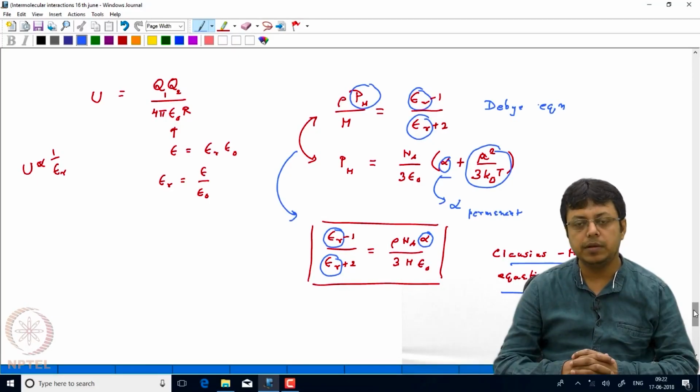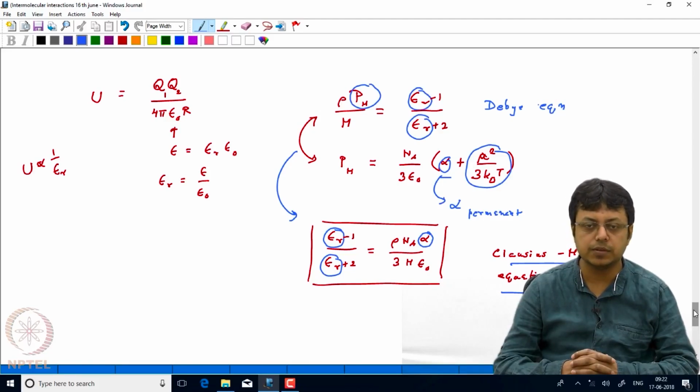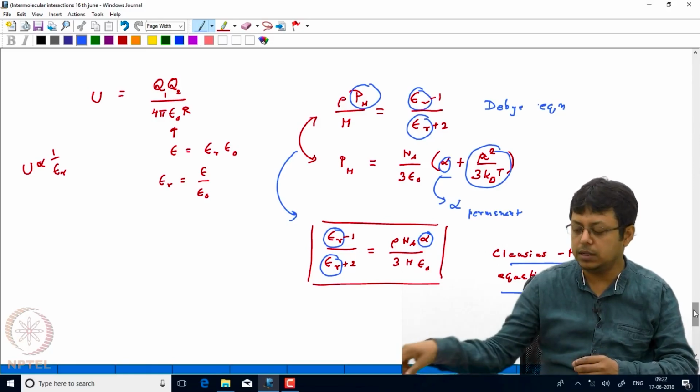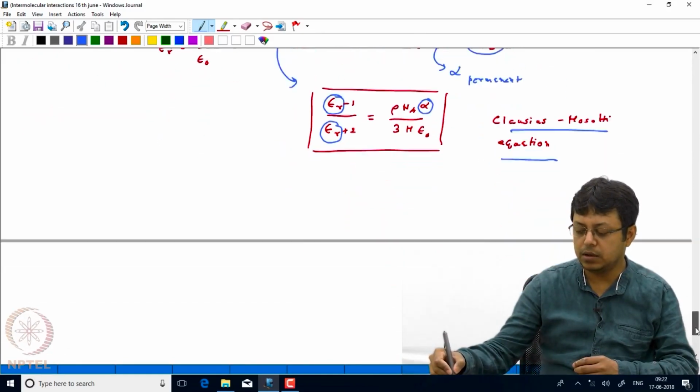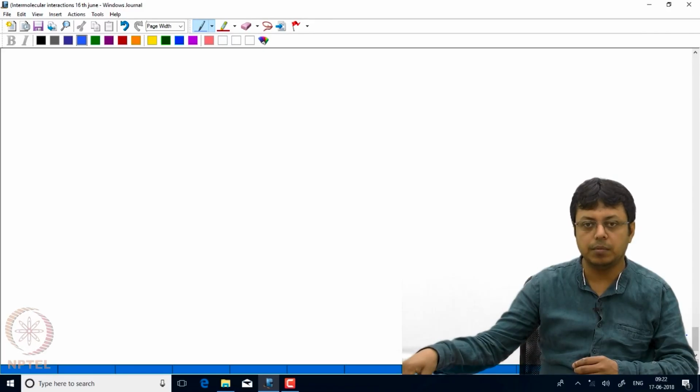Hello everyone. So in the previous lecture we discussed molecular interactions, and then we talked about what will be the energy of a dipole in an external field. We ended our discussion on this section discussing what dipole interaction is, giving rise to the Debye equation, what the expression for the macroscopic polarization is, and if we combine these two, how we get the Clausius-Mossotti equation. Now we will continue on this.